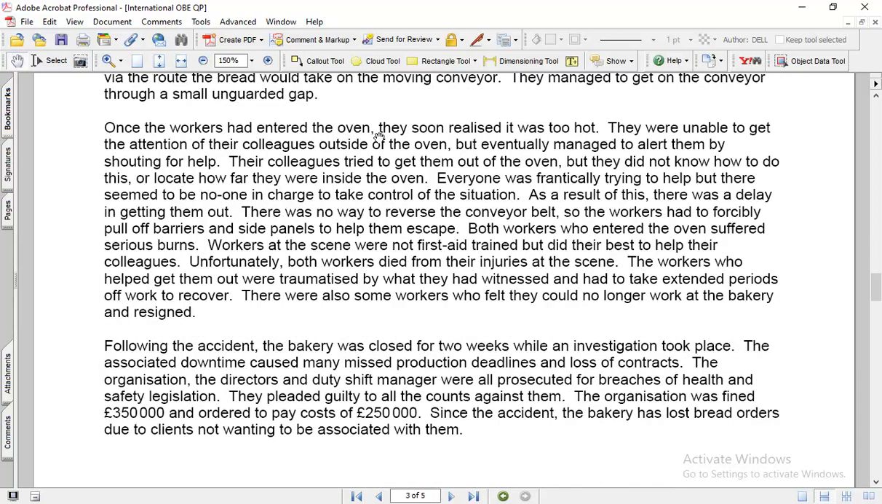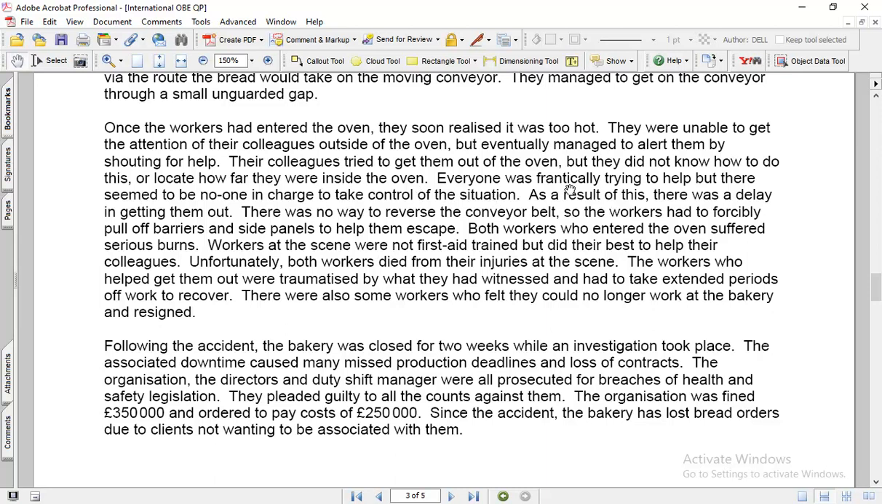Once the workers had entered the oven, they soon realized it was too hot. They were unable to get the attention of their colleagues outside of the oven, but eventually managed to alert them by shouting for help. Their colleagues tried to get them out of the oven, but they didn't know how to do this or locate how far they were inside the oven.